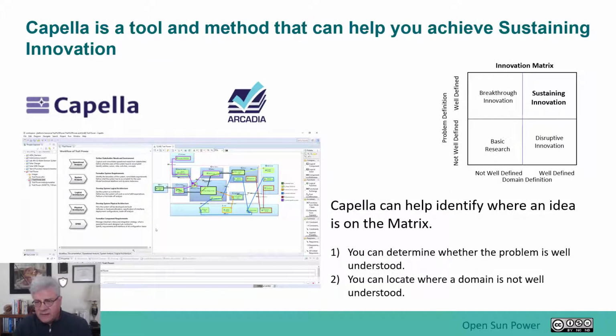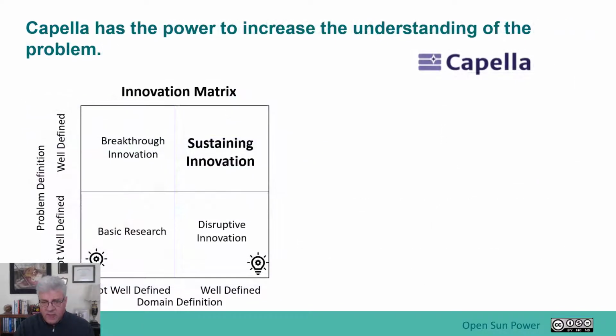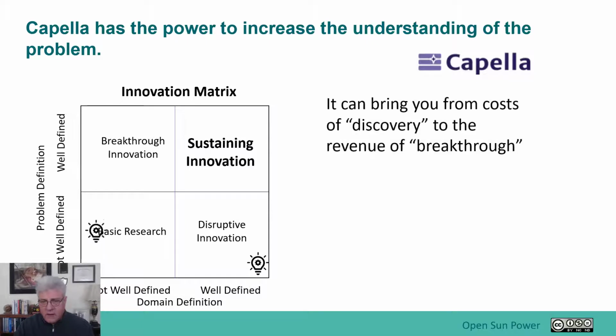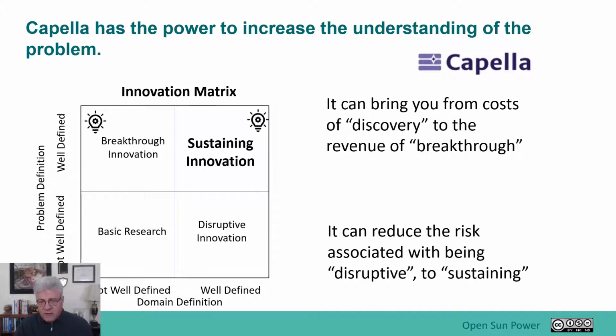Capella is a tool and a method that can help you achieve that sustaining innovation. Capella can help you identify where an idea is on the matrix, determine whether the problem is well understood, and locate where in the domain it's not well understood. With Capella, you can go from the idea of basic research and move from the costs of discovery to the revenue of a breakthrough innovation. It can also reduce the risk associated with being disruptive, or moving toward sustaining, because it helps you define the problem well.